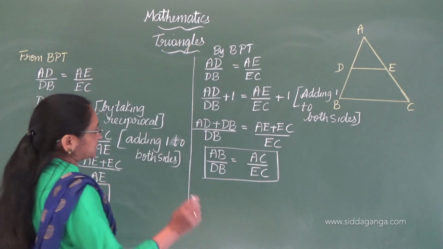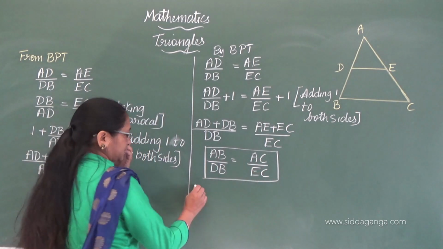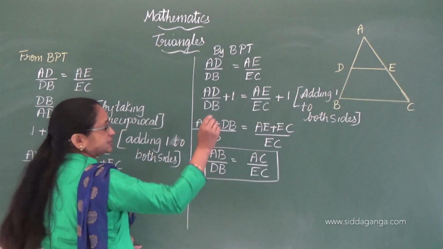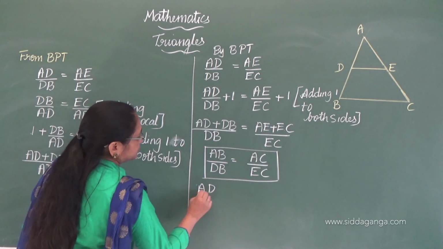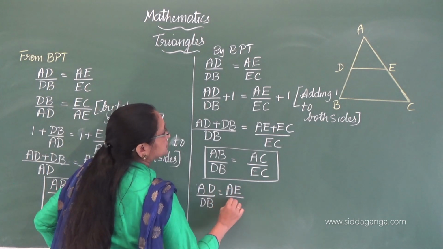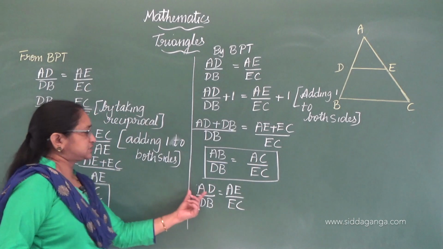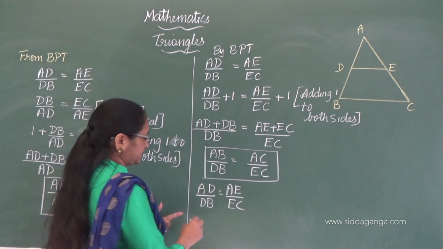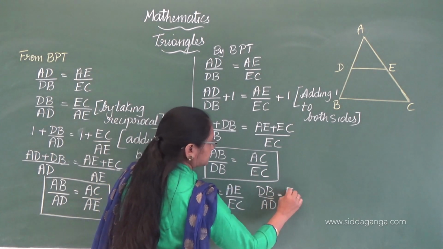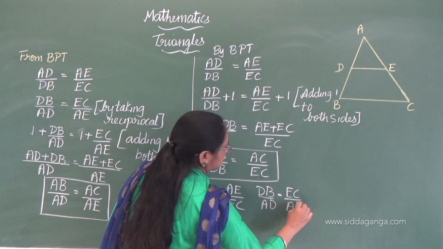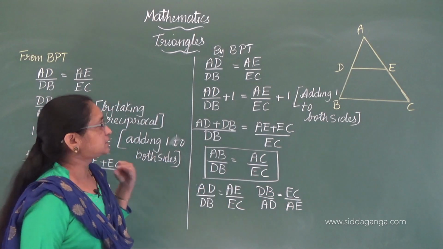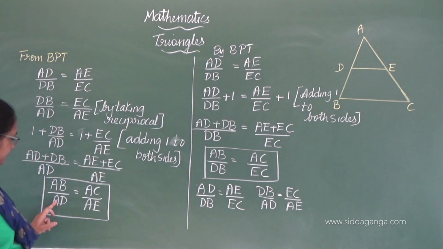See, I will write the list of the results we got here, so then I think you will understand. For the triangle, the first one, as you all know, AD by DB is equal to AE by EC. The reciprocal of it also will be equal, that means DB by AD is also equal to EC by AE. I hope you understood this. I have taken the reciprocal. These are two results.